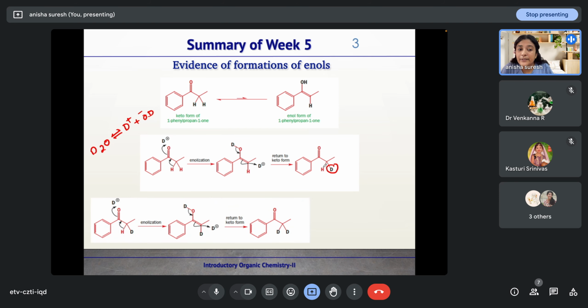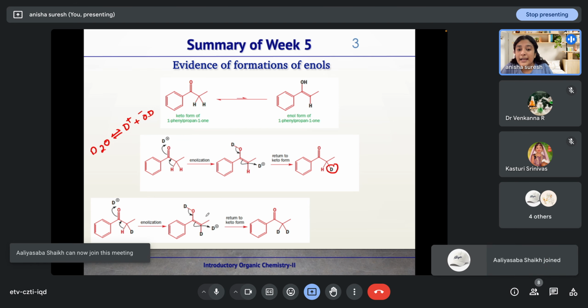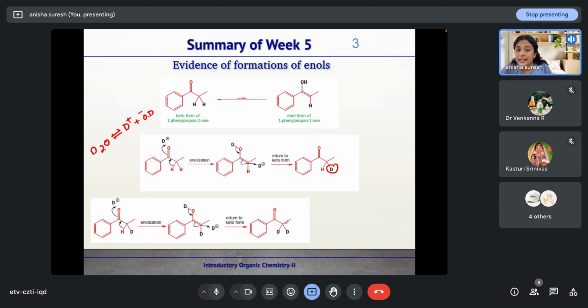Since it has one more enolizable proton, this base can again abstract this proton and it can reorganize, leading to the formation of this enolate. And then once it returns to the keto form, instead of the proton, deuterium will be incorporated into the system, and we have two deuteriums in place of the two protons. So thus we can find that enols are forming in this reaction as intermediates.